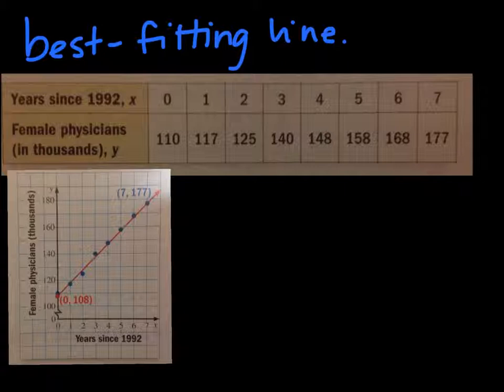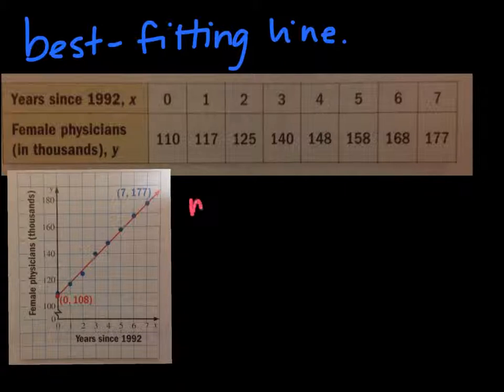Next, you can see that we've drawn in a line that appears to best fit the data points. There should be about the same number of points above the line as below the line. The line does not have to pass through any of the data points, though. Finally, we're going to write an equation of this line. To find the slope, we're going to estimate the coordinates of 2 points on the line. They've been chosen for us here as (0, 108) and (7, 177).